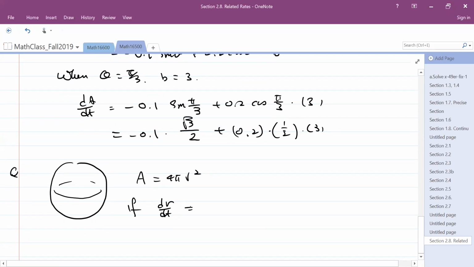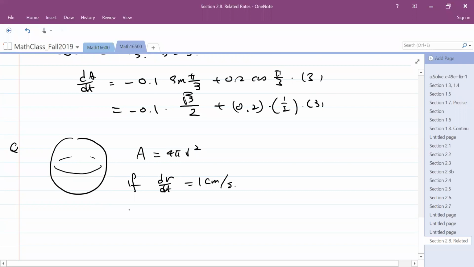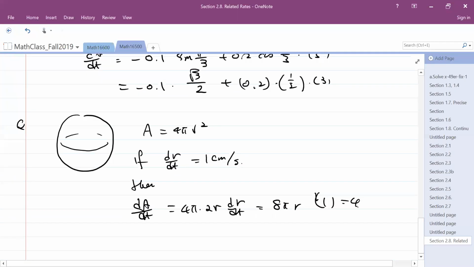It's possible. Okay, so let's just assume the radius increases by 1 centimeter per second. This is just a ball. Then the rate of change of the area with respect to t, not with respect to r, is going to be 4 pi times 2r times dr/dt, and you can see that dr/dt is already given as a constant rate. So actually, it's 8 pi r. The rate of change in the area is increasing as the radius increases.